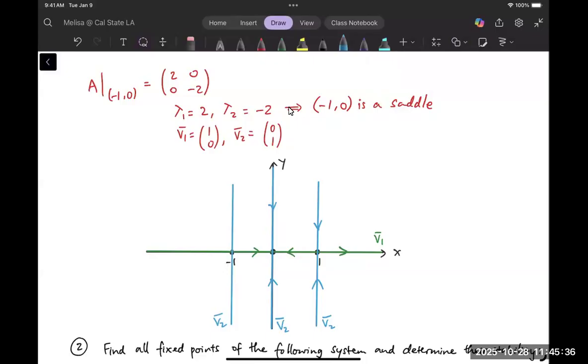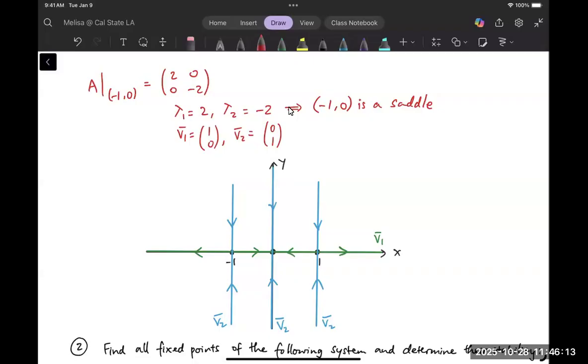Now look at the lambdas. Lambda 1 is positive, lambda 1 is 2, so that means along phi1, the flow is moving away from minus 1, 0. But then along phi2, because lambda 2 is negative, the flow is pointing towards minus 1, 0. Okay, so this is the straight line solutions with the arrows, with the direction. Now we know that minus 1, 0 and 1, 0 are saddles. So how do we sketch the remaining trajectories?